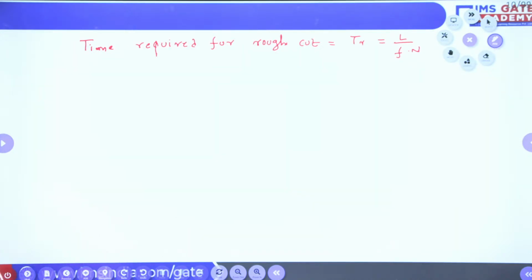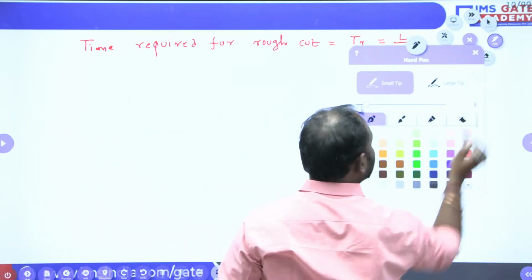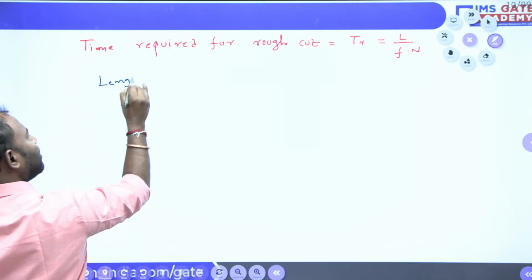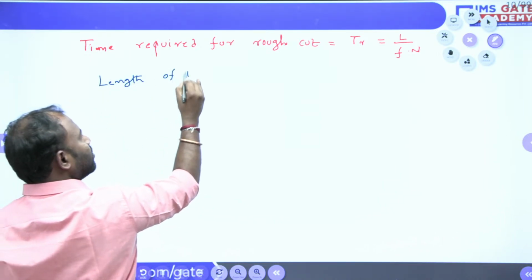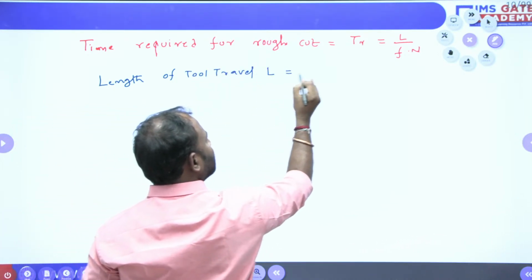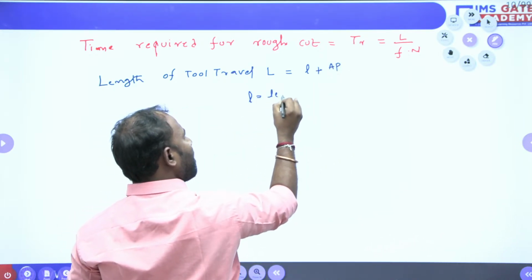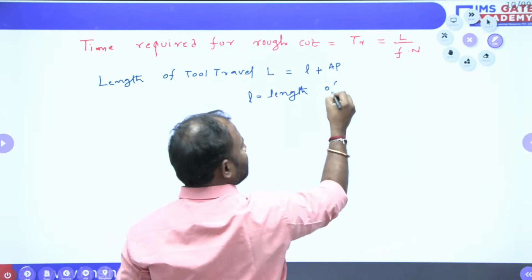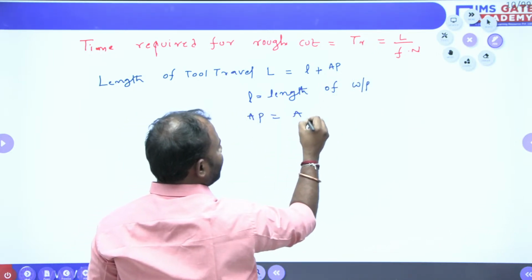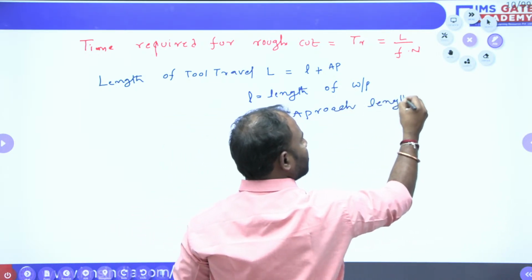Now, let us go for the length of tool travel. The length of tool travel, L, is equal to L plus approach, where L is the length of the workpiece or job, and AP is the approach length of tool travel.